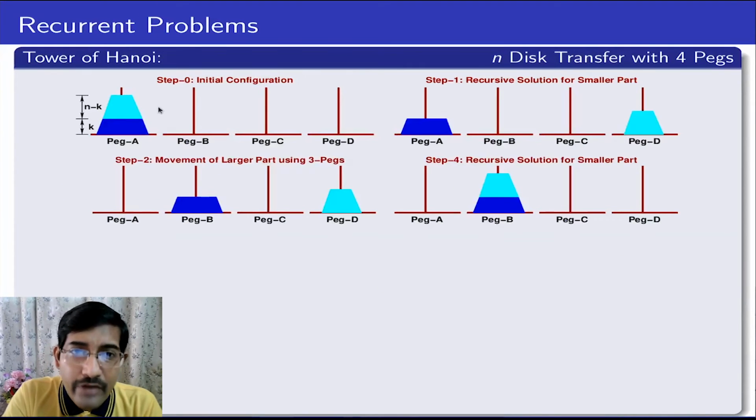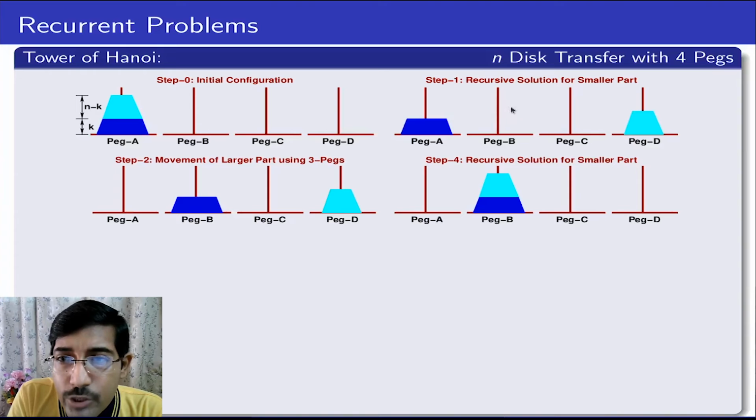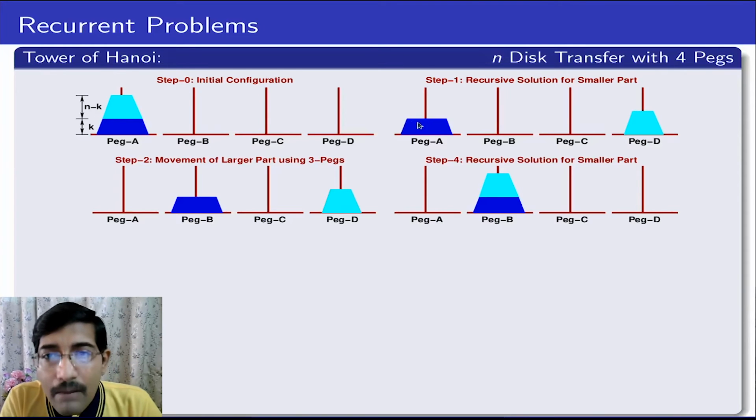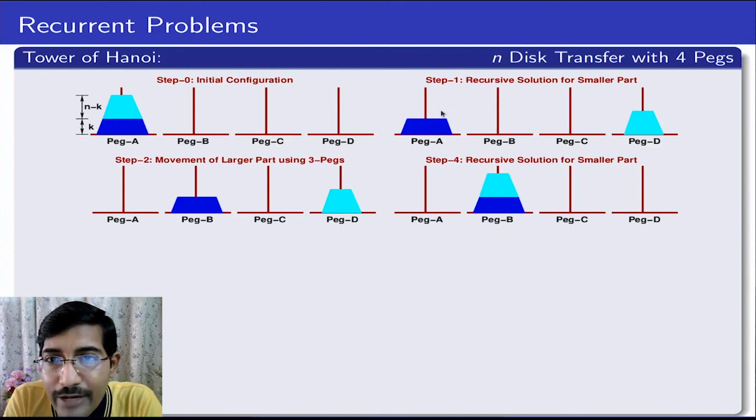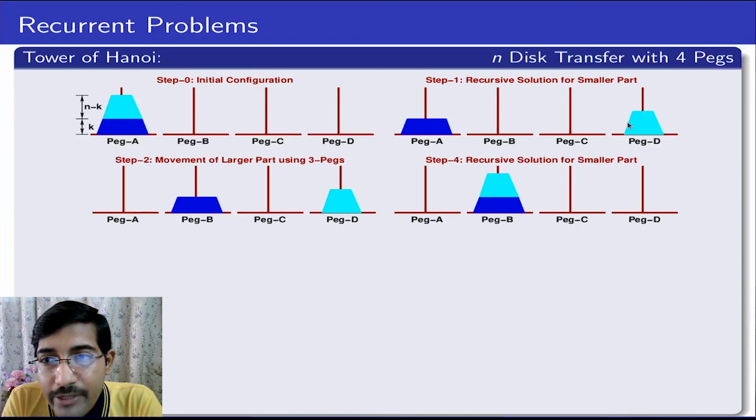Pictorially, let me reiterate what I am trying to do. I am trying to transfer all these disks from peg A to peg B. I am trying to find a k such that I could cut through it, and first this n minus k instance I put here at peg D. Since I can use any of these pegs, all the 4 pegs I can use. So this n minus k is a smaller subpart of my recurrence that I solve while putting it here. The number of movements for n minus k will be of recurrent nature while moving from A to D.